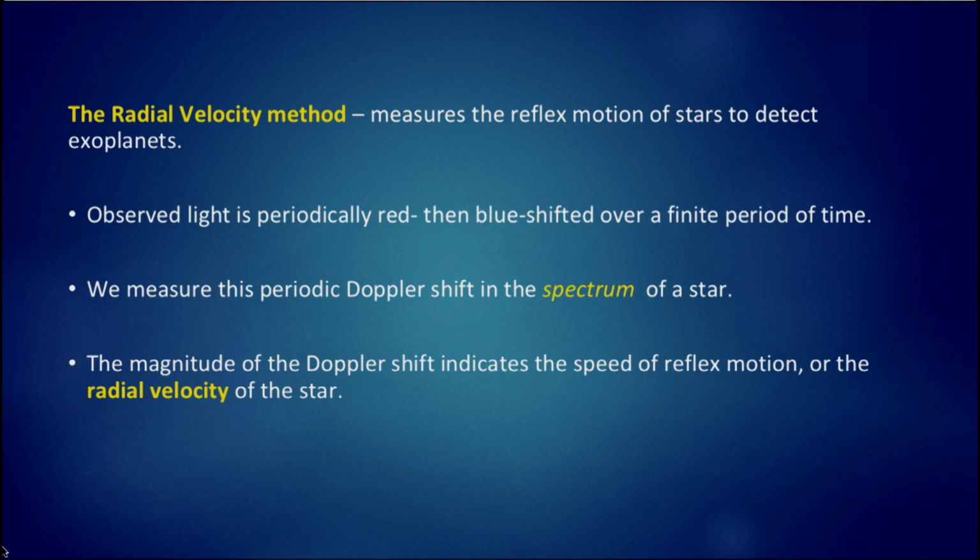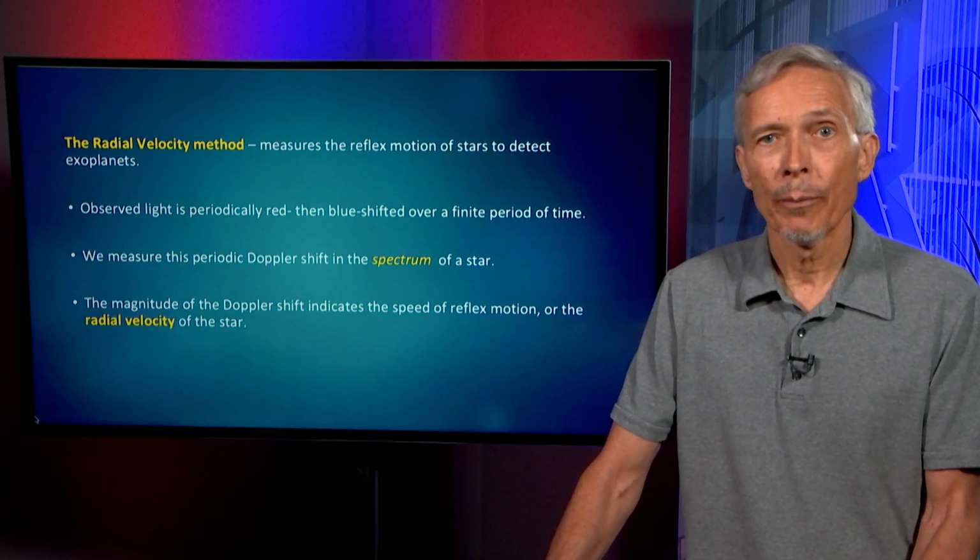This periodic Doppler shift is measured by taking a spectrum of the star over a period of time, over and over again, and carefully comparing the spectra. So it requires an instrumental method that establishes a very careful, precise and stable zero point for the spectroscopy wavelength to allow us to detect its variation by relatively small fractional amounts. The magnitude of the Doppler shift indicates the speed of the reflex motion, or the radial velocity, of the star.